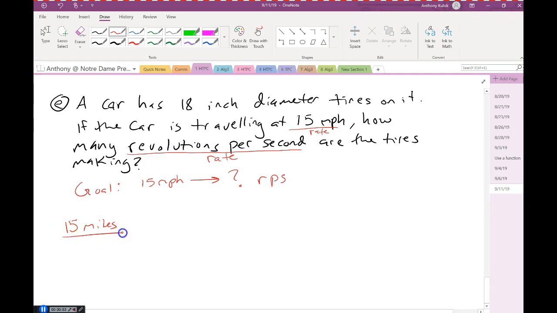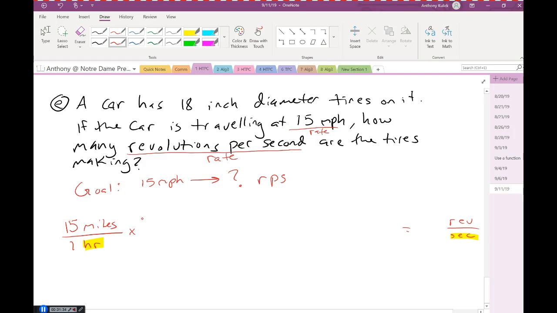So I will start by writing 15 miles per hour as a fraction. At the end I want revolutions per second, and I'm going to do this big long conversion in between. First, let's do the easy part. We need to convert the denominator from hours into seconds. How do I convert hours to seconds? Divided by 3,600.